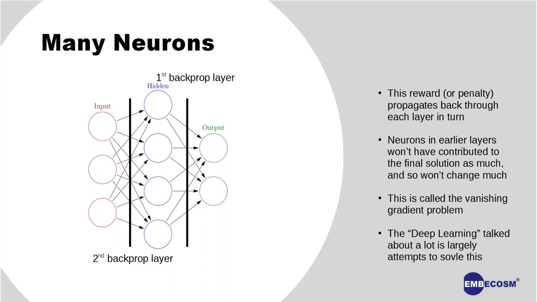An interesting facet of this in neural networks in general, particularly larger, longer neural networks with more hidden layers, is that neurons earlier in the network, closer to the input, won't contribute so much to the final output, and so this backpropagation algorithm won't penalize or reward them very much. And so in order to effect any reasonable changes to these, I will need to do this many times, possibly a prohibitive number. We call this the vanishing gradient problem, and the deep learning that a lot of people talk about is largely attempts to solve this problem. But anyway, that was just a little aside.